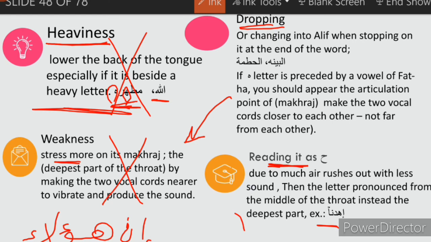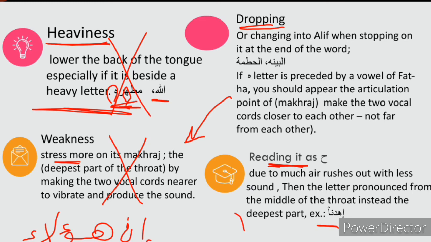Okay, we have to give it lots of sound and bring the 2 vocal cords a little bit nearer to each other, and let the 2 vocal cords vibrate so that the ha sound is produced. Ihdina, ihdina, like this. So the mistake is reading ha as a ha, and this is due to too much air rushing out with less sound, and the letter being pronounced from the middle part of the throat instead of the deepest part of the throat. So this is one of the common mistakes that may happen when reading the letter ha.